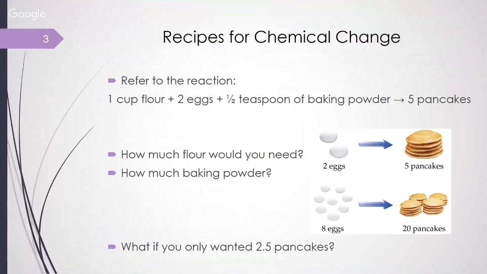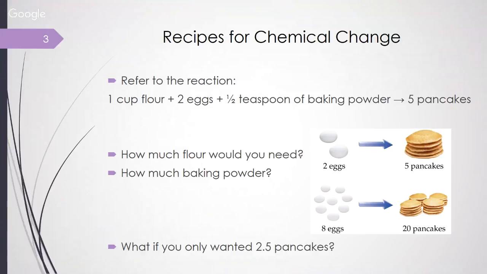So if I wanted to make 20 pancakes because I was having a breakfast party, how many eggs would I need? Well, my recipe says for every 2 eggs, I get 5 pancakes. If I want 4 times the amount of pancakes, that means I need 4 times the amount of eggs. It also means that I need 4 times the amount of all of my other ingredients.